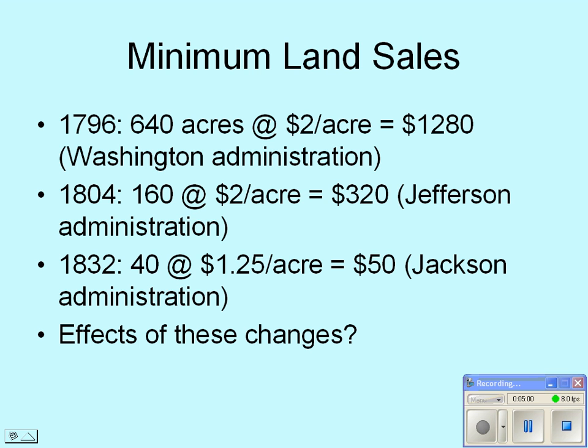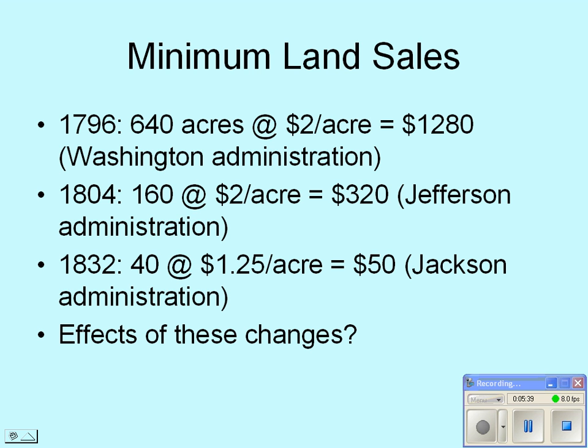By 1804, under the Jefferson presidency, the minimum number of acres that was sold was 160, and that meant the investment was only $320, making it more available to more people. And then during the Jackson administration in 1832, you could buy 40 acres of land at $1.25 an acre. So for $50, which even then was pretty affordable, you could actually buy a farm.